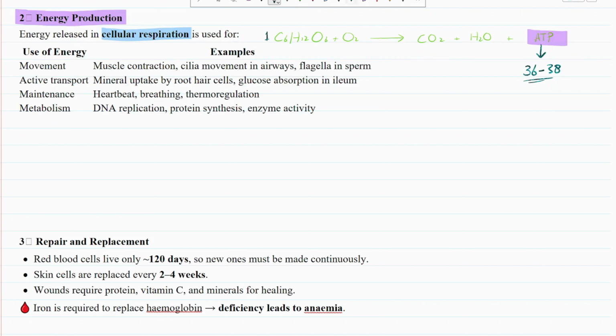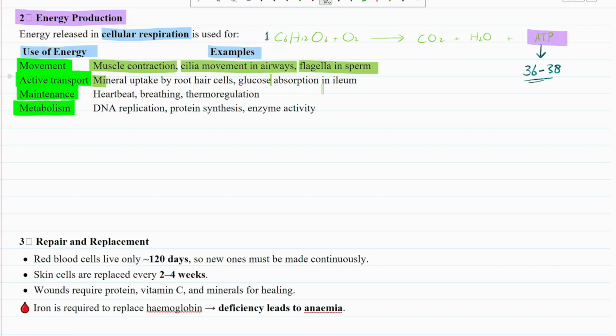So let's see where this energy will be used. Uses of energy, with examples in the body. There are four uses of energy mentioned here, though there are a lot of other energy needs in the body: movement, active transport, maintenance, and metabolism. So let's see the examples in the body. Movement: muscle contraction, movement of cilia in airways, flagella in the sperm, etc. These are the movements which need energy.